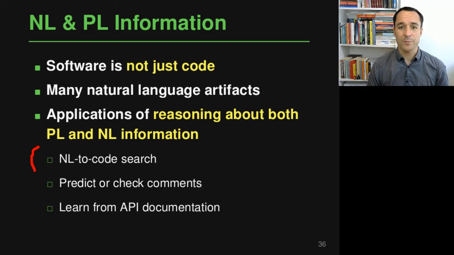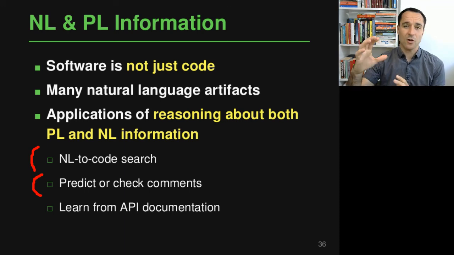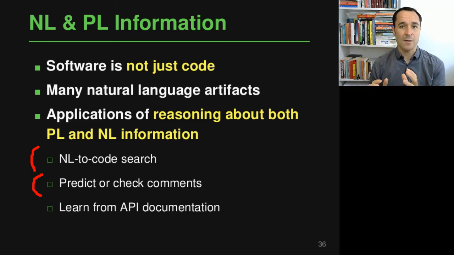Another possible application where it is useful to reason about both PL and NL information is if you want to predict or maybe check comments against code. So in the prediction case, you would take a piece of code and then try to automatically predict a suitable comment for it. In the checking case, you would take a piece of code and a comment and check if the two actually match, or if maybe the comment is outdated or just not describing completely what the code is doing.